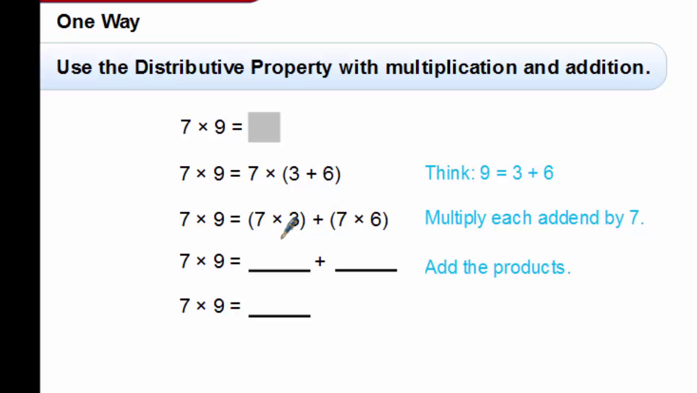What is 7 times 3, everybody? Good, 21. What is 7 times 6, everybody? Good, 42. You've learned your 6s, you've learned your 7s. I'm so proud of you. So now, what is 21 plus 42? Good, 63. So 7 times 9 equals 63. That's an easy way to solve it. We can use that distributive property. Now let's try another one.